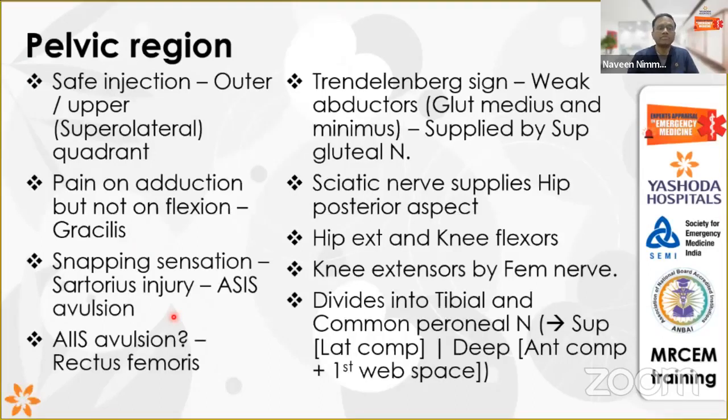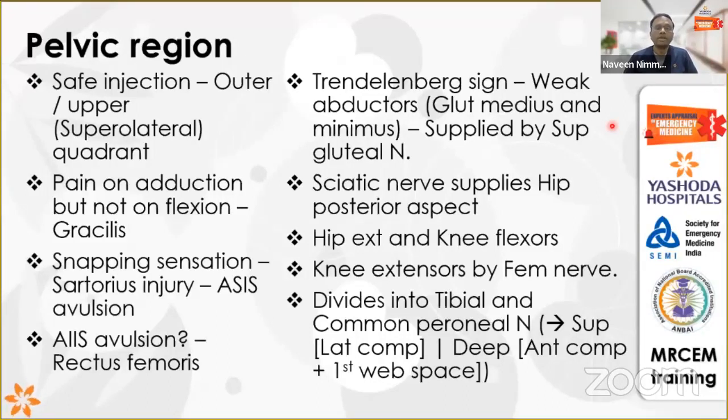To check the weakness of the abductors of the hip, you can do a test, the Trendelenburg sign. You ask them to stand on both legs and then elevate one leg, so fold one leg. If the pelvis tilts onto that side, that means the abductors on the standing leg are weak, which are supplied by the superior gluteal nerve. So gluteus medius and minimus are the main abductors which are weak. And instead of asking the muscles, they might ask you the nerve, that is the superior gluteal nerve.